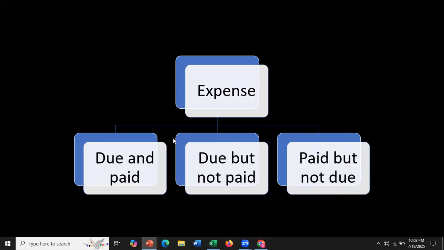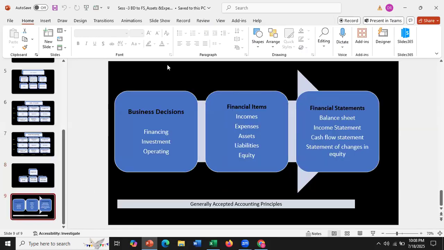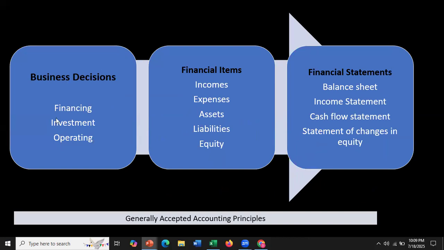So the impact of expenses and the corresponding payment depends on this. Either it is a liability or an asset or just expense and outflow of cash. Not only outflow of cash, sometimes you can pay expenses through shares. A company can pay by issuing bonds. So it may result in reduction of cash or creation of liability or creation of equity or some reduction in other assets. With this background, we know that the financing decisions, investment decisions, and operating decisions of a company will involve financial items, and these financial items will find a place in the financial statements. And this process is governed by generally accepted accounting principles.